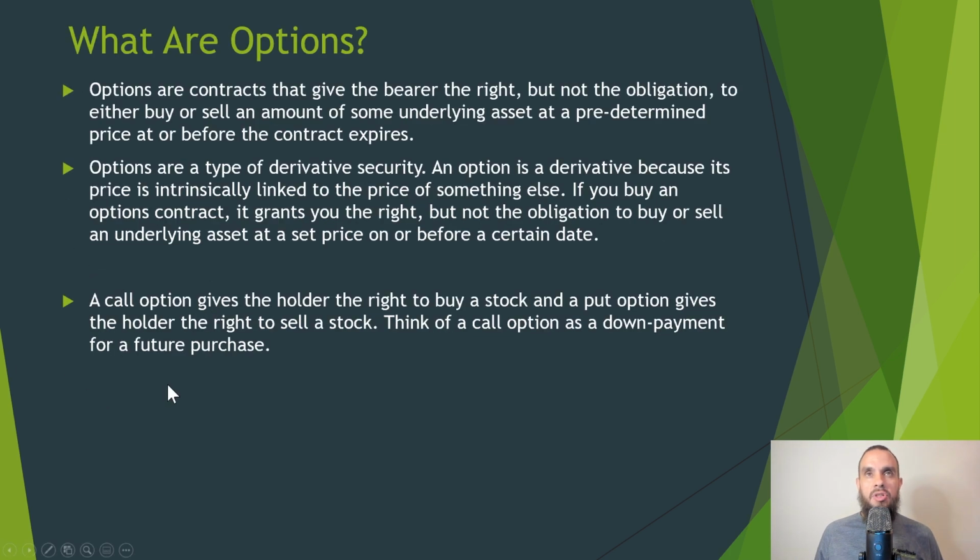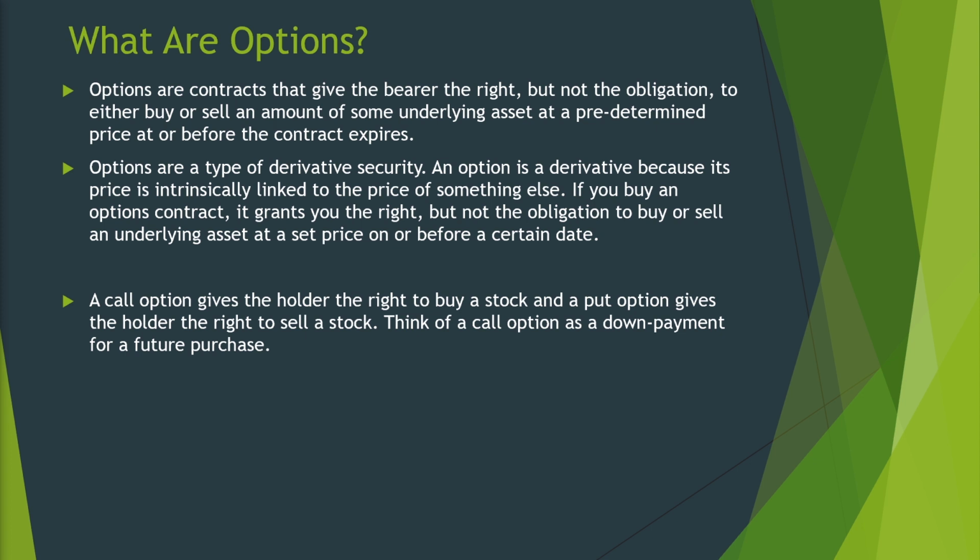Options are a little bit more complicated. So what are options? Options are contracts that give the bearer the right, but not the obligation, to either buy or sell an amount of some underlying asset at a predetermined price at or before the contract expires. Options are a type of derivative security. An option is a derivative because its price is intrinsically linked to the price of something else.